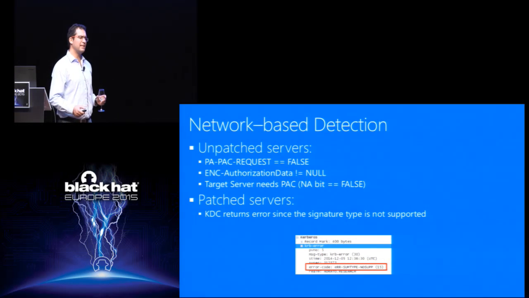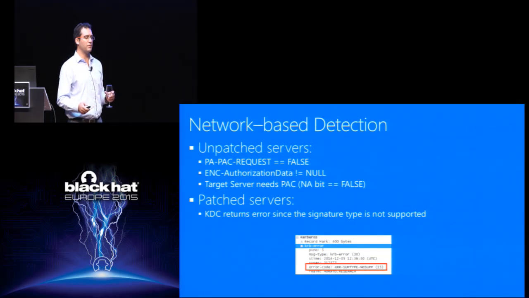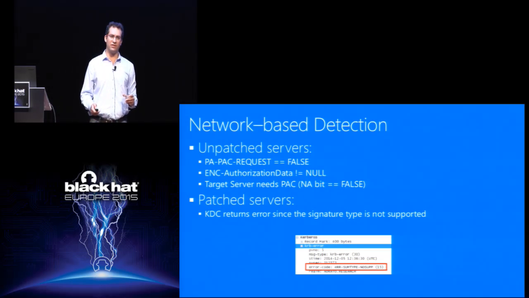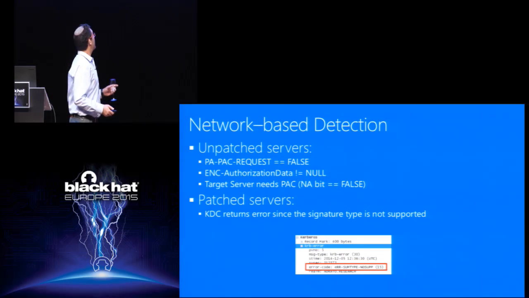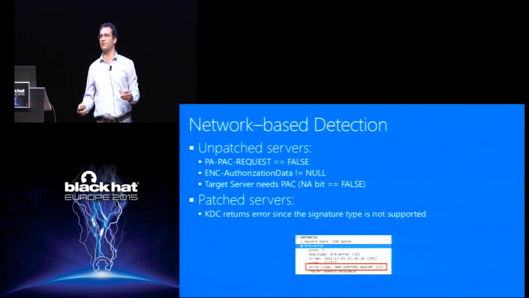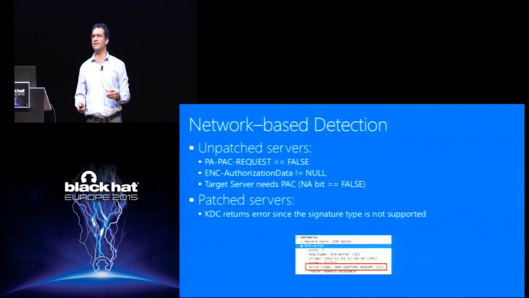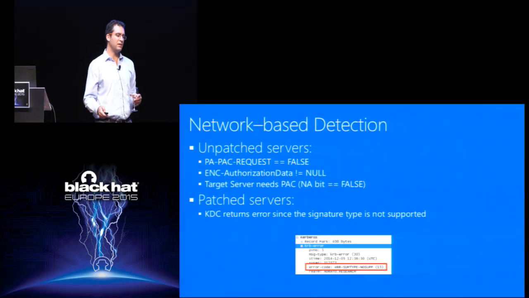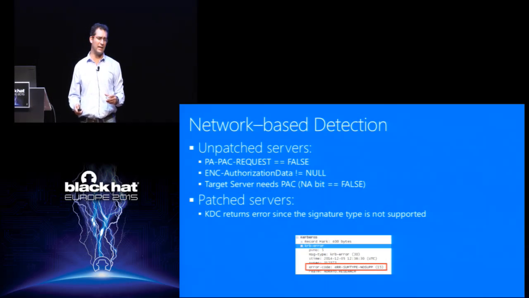So let's discuss network-based detection. For an unpatched server, the way to detect is to detect an AS request with PAC request equals false, because the attacker wants a ticket without a PAC, so they can bring their own PAC into the game. Then see an ENC authorization data field which is not null, which contains some authorization data that is used by the attackers to put their PAC in.